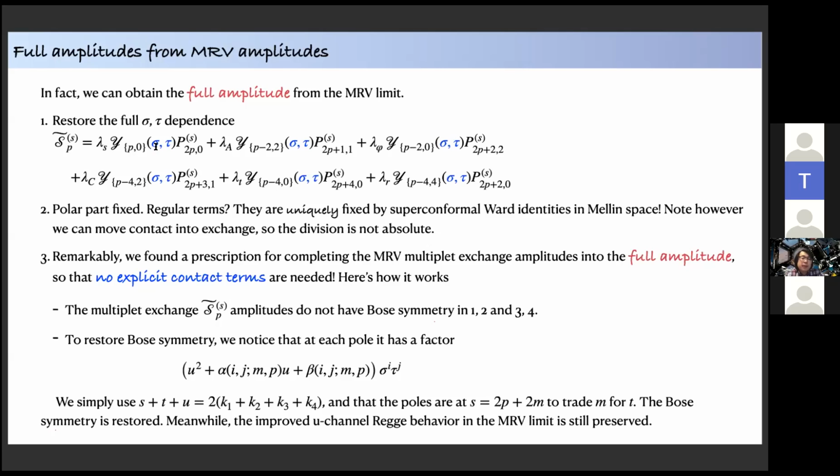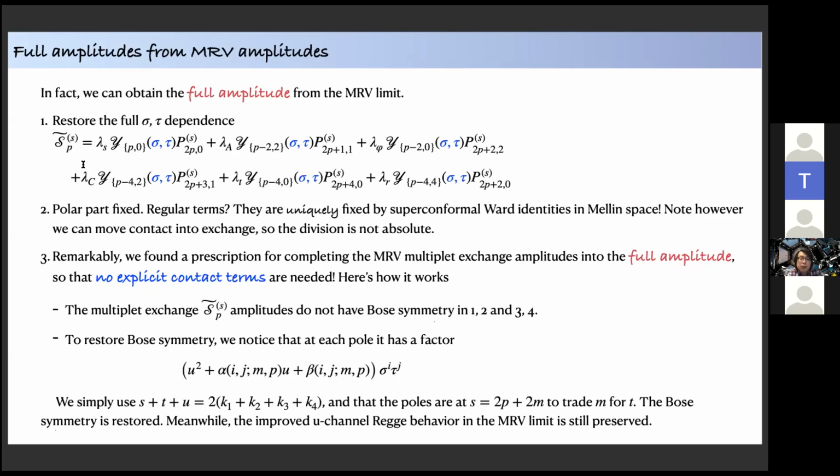So we first start by restoring the dependence on sigma and tau. So we were looking at a special slice of R-symmetry. Now we want to look at the general configuration. So this is simple to do. We just need to plug in these R-symmetry polynomials with generic sigma and tau.